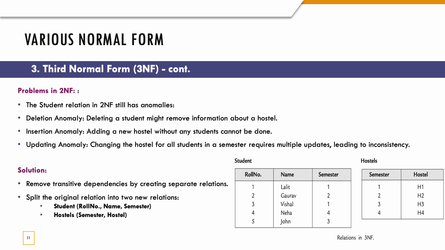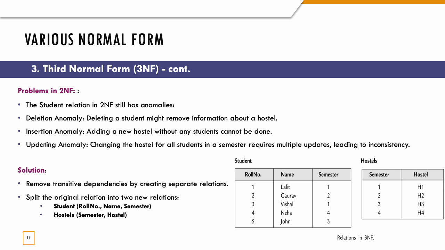So there are issues in 2NF, the second normal form. The student table is in second normal form because all the attributes depend on the primary key, in this case roll number. However, it still has some problems called anomalies. The anomalies consist of three types. The first one is delete anomaly.